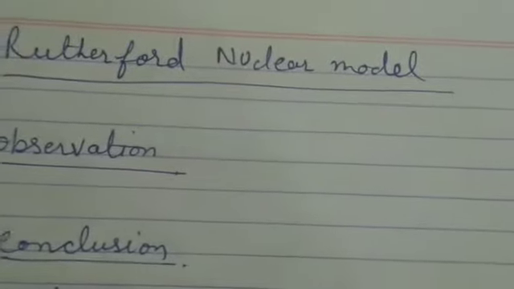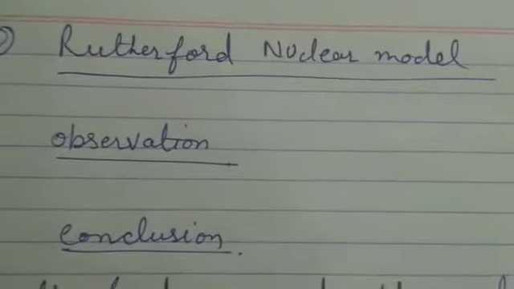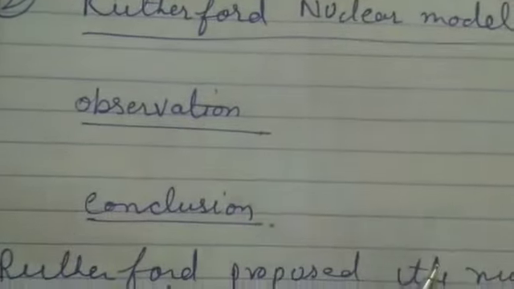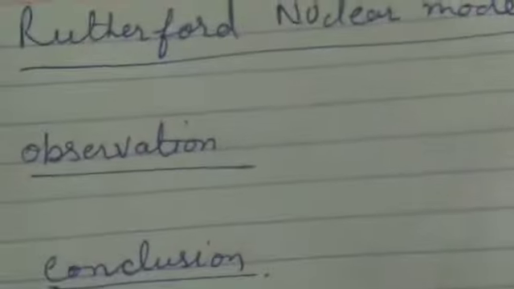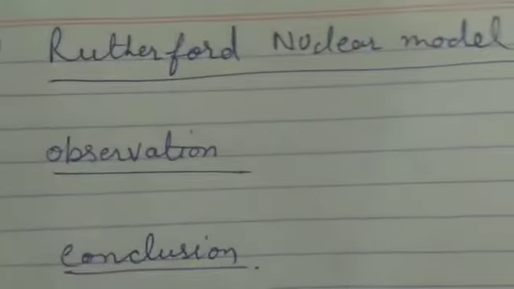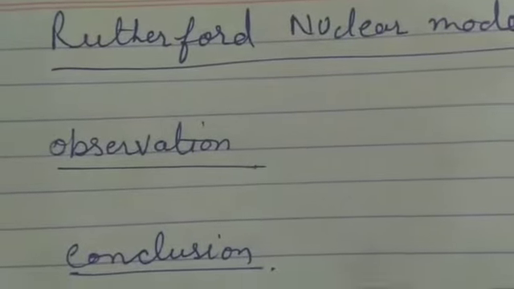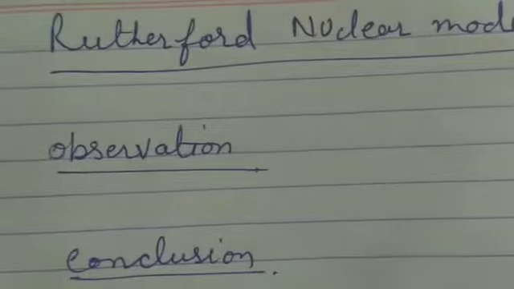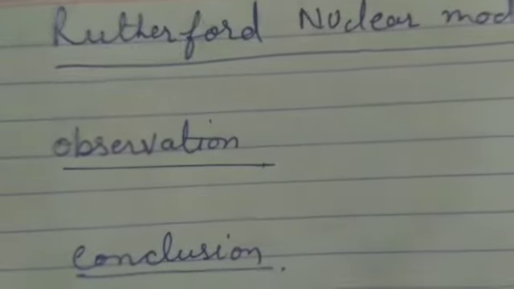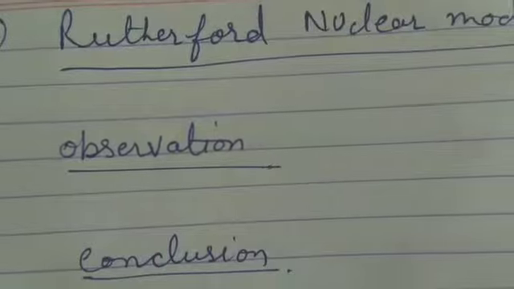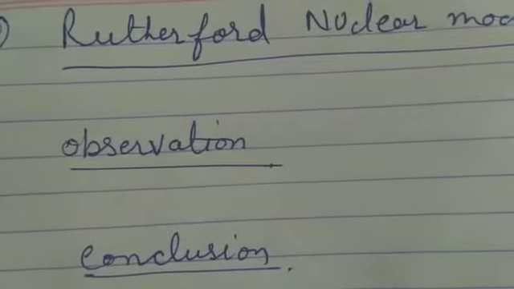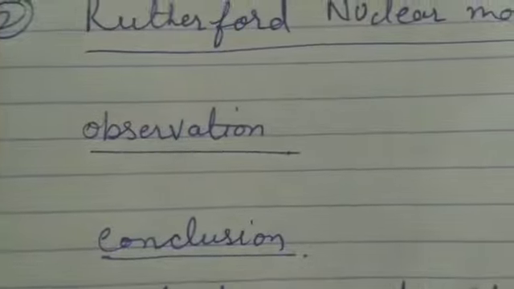Now I hope that you understood the Rutherford nuclear model, meaning he explained his model by the alpha particle experiment. This experiment had three main observations: most of the alpha particles go straight, meaning undeflected. A small fraction of alpha particles are deflected at a small angle and very few, meaning 1 out of 20,000, bounce back at 180 degrees. On the basis of these three observations, he concluded.